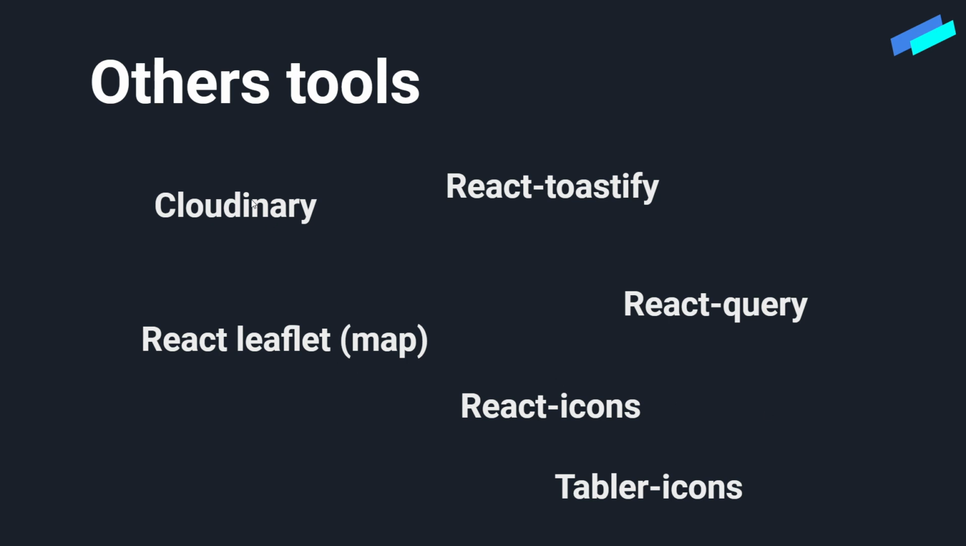Alright, so we are going to use Cloudinary to store our images. So we are going to learn how we can make use of the Cloudinary API to upload images. Now we are going to use react-leaflet for the map. We are going to use react-toastify for toasts. Now we are also going to use react query for some relevant client-side data fetching.